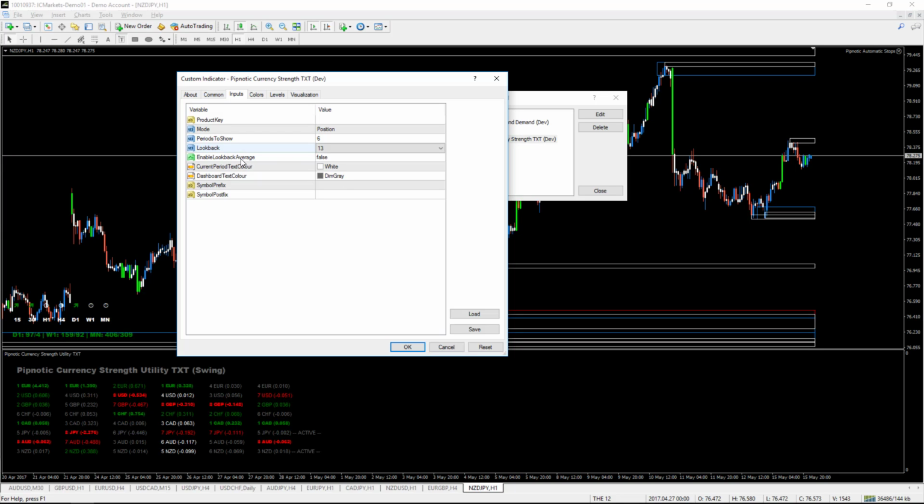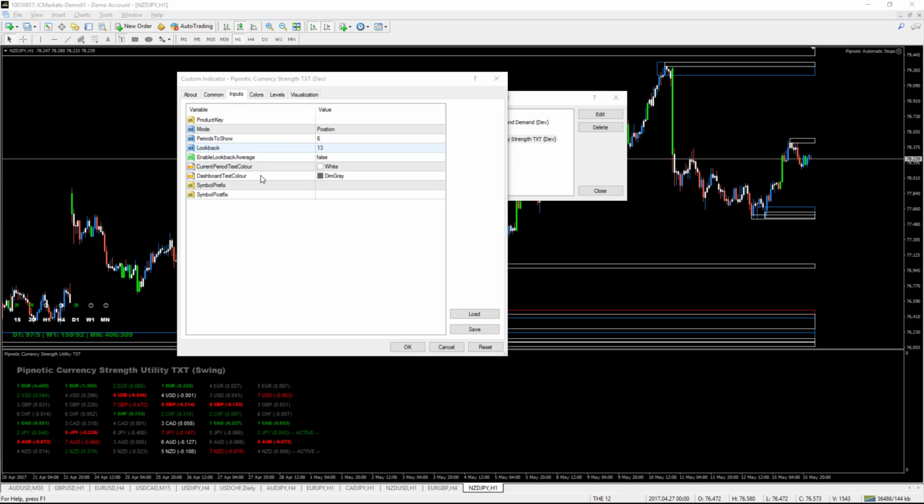Then we have this enable look back average, and this is simply a small feature that I implemented to tell the indicator to calculate a moving average of the currency strength information. This maybe helps smooth things out a little bit, but I don't really use it at all. I like to keep it as it is. This seems to work pretty well.